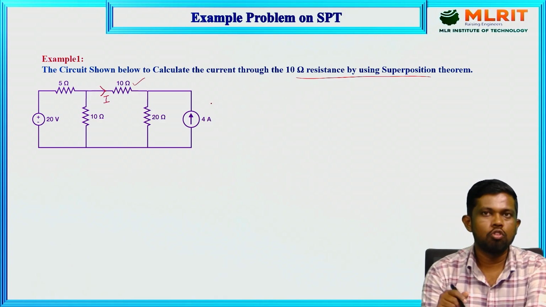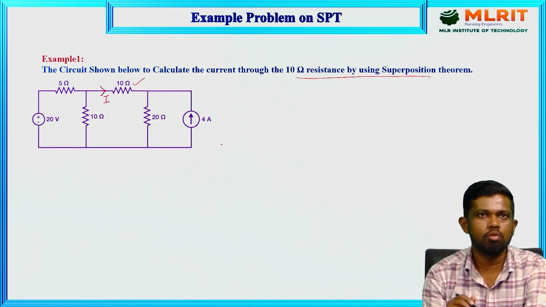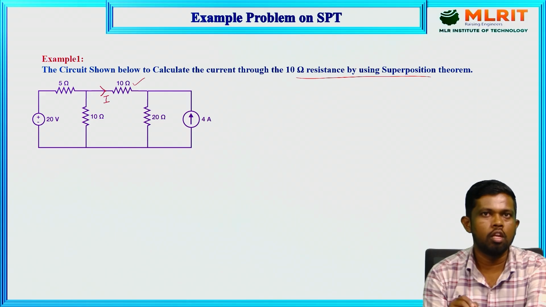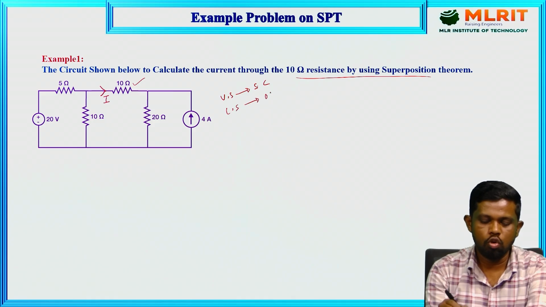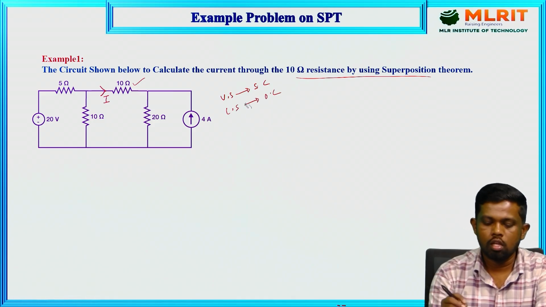To apply the superposition theorem, if the network has two independent sources, we connect one source and disconnect the rest. If it is a voltage source, we replace it by its internal resistance; if that is not given, we replace it by a short circuit. If it is a current source, we replace it by an open circuit. So the voltage source is replaced by a short circuit path, and the current source by an open circuit path. These are the prerequisites of this question.